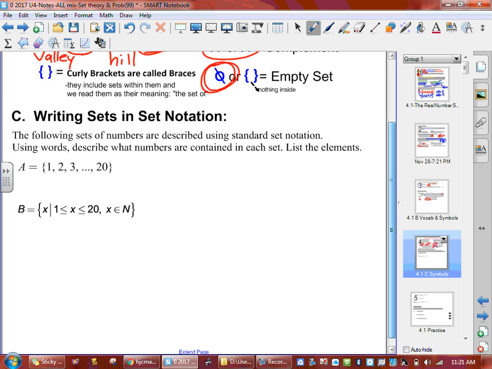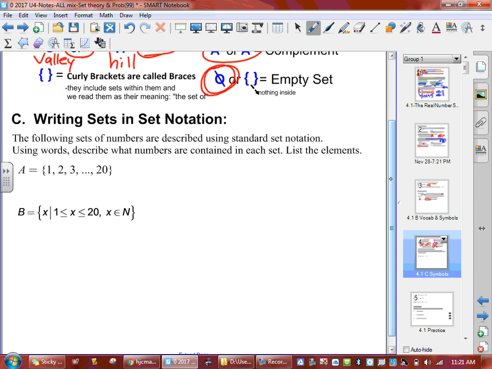If I want to describe set A, it says using words, describe what's contained in every set, listing the elements. So, how would I describe set A to you? What would we say that is? Numbers less than 21. Okay, numbers less than 21. Could we put a category to it? Natural numbers, good. Why would I say natural numbers is a good fit? Because there's no 0, no fractions, no decimals, no negatives.